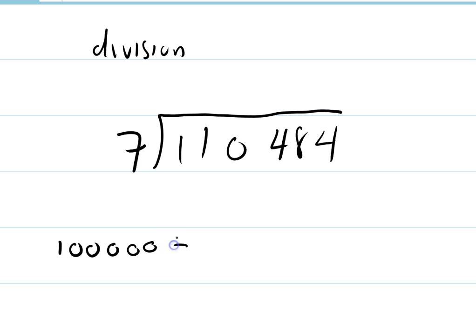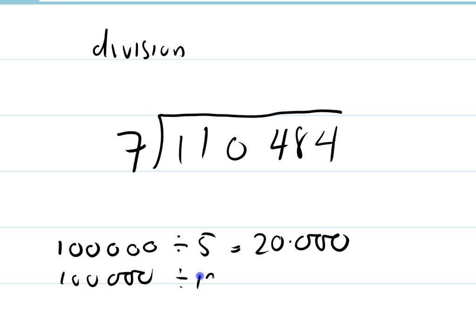And I'm just going to make the observation that if I divide that by 5, well, that's 20,000. And if I have 100,000 again, which is my approximation of this, and divide by 10, then I get 10,000. So these two numbers, approximately at least, bracket my real answer. My real answer is going to be between 10,000 and 20,000, because 5 is smaller than 7 and 10 is larger than 7. So I've bracketed it, somewhere between those two.